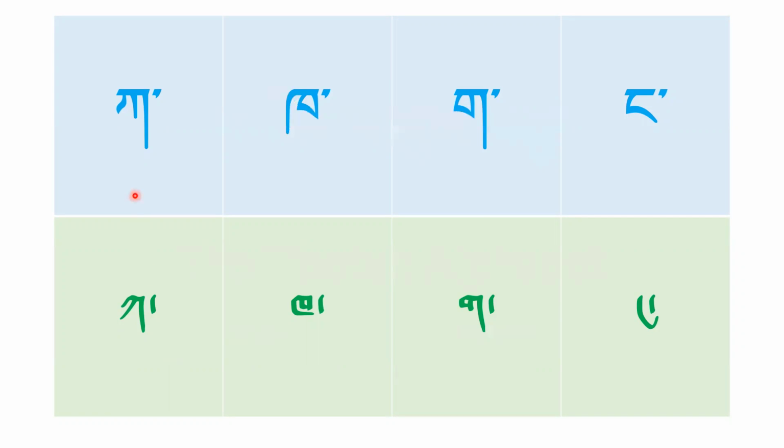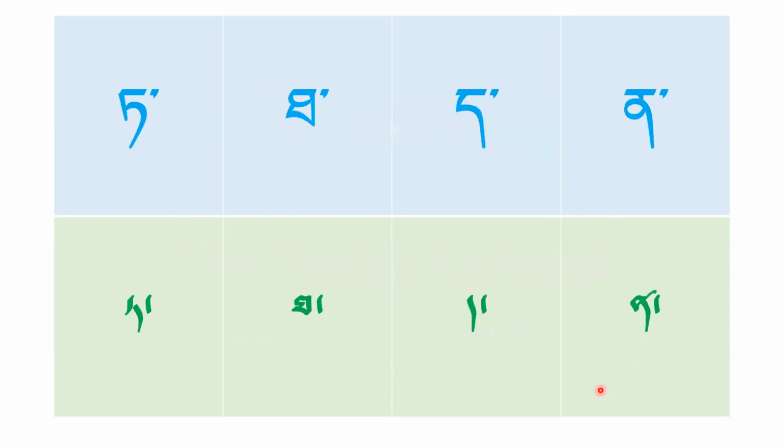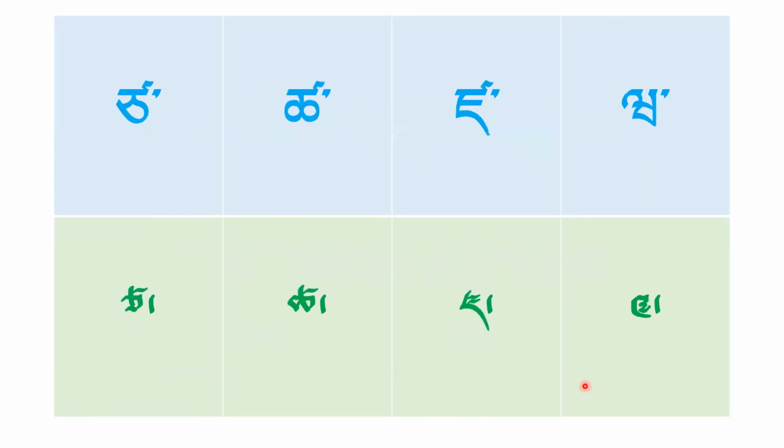Let's learn to pronounce. Ga, ka, ga, nga. Ja, cha, ja, nya. Da, ta, da, na. Ba, pa, ba, ma.